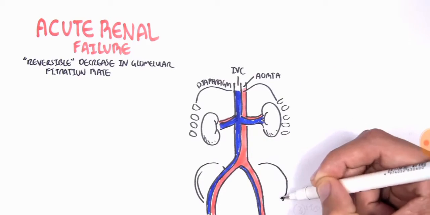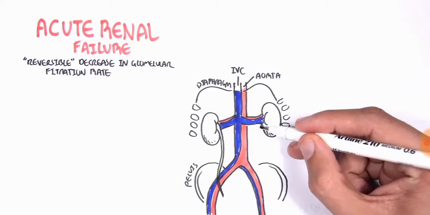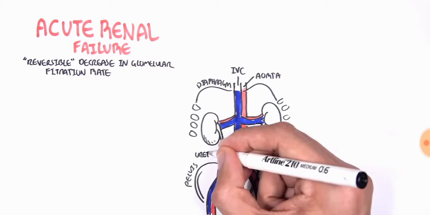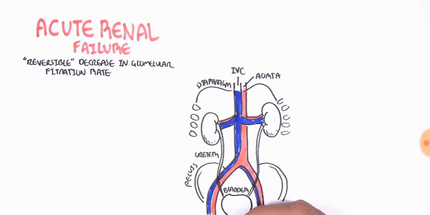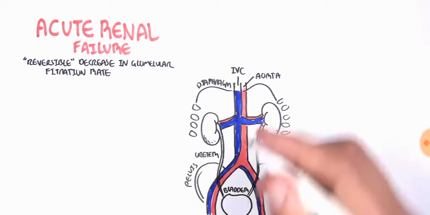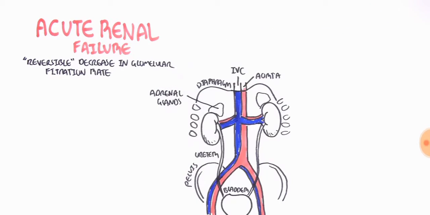And now the kidneys, as we know, produce urine, which will travel through the ureter and go to the bladder. And urine is stored in the bladder, and when needed, the bladder will contract and expel urine through the urethra. Now above the kidneys, we have glands known as adrenal glands, which are important because they produce some important hormones.